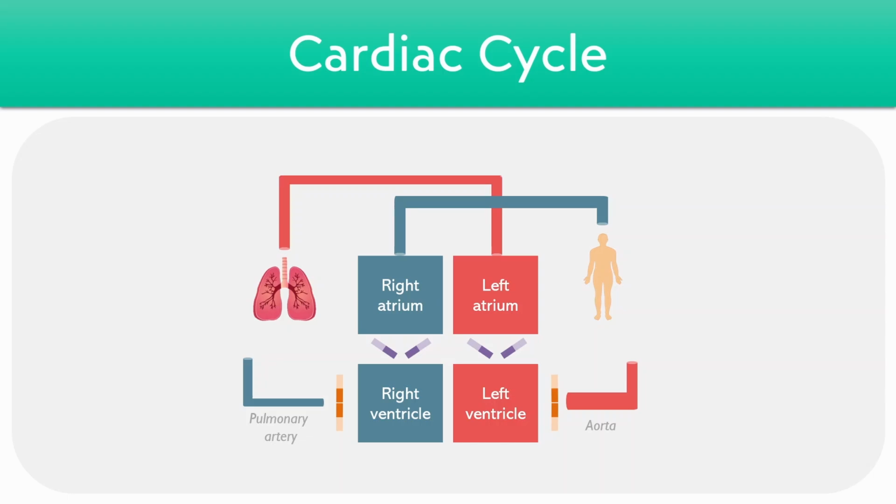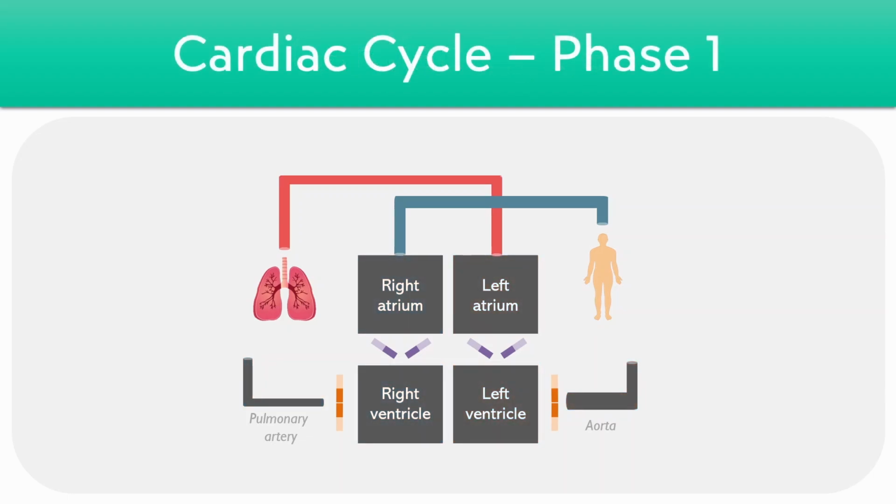And just to make this easier to understand, we're going to start by draining the heart, so there's no blood in the atria or the ventricles at present. The first phase of the cardiac cycle is called diastole. And as you can see, in this position, the atrioventricular valves are open and the semilunar valves are closed.